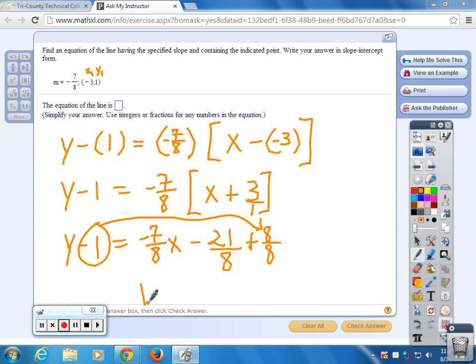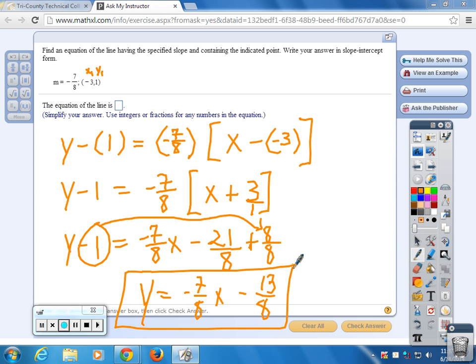And your final answer is y is equal to negative 7/8 x minus, I have no idea, 13/8. Yes. And that is your final answer. Okay?